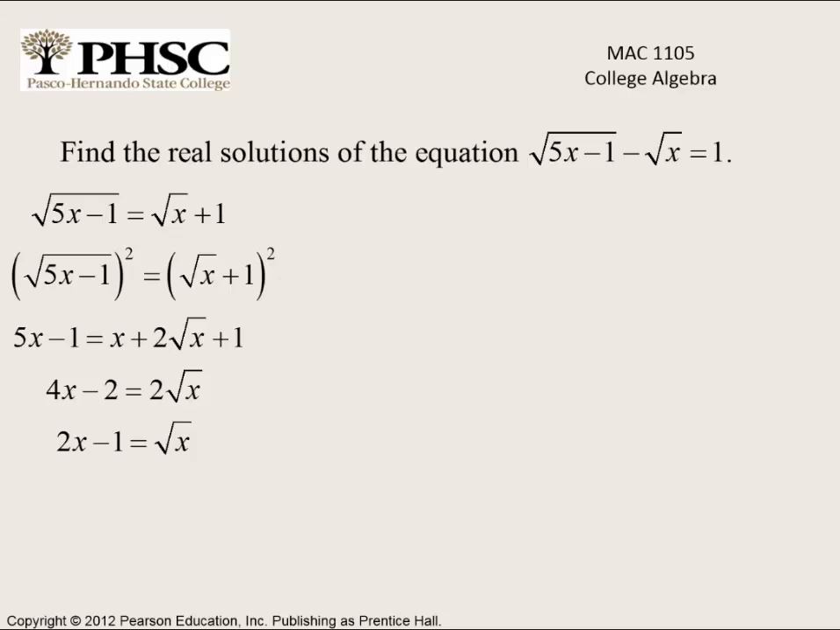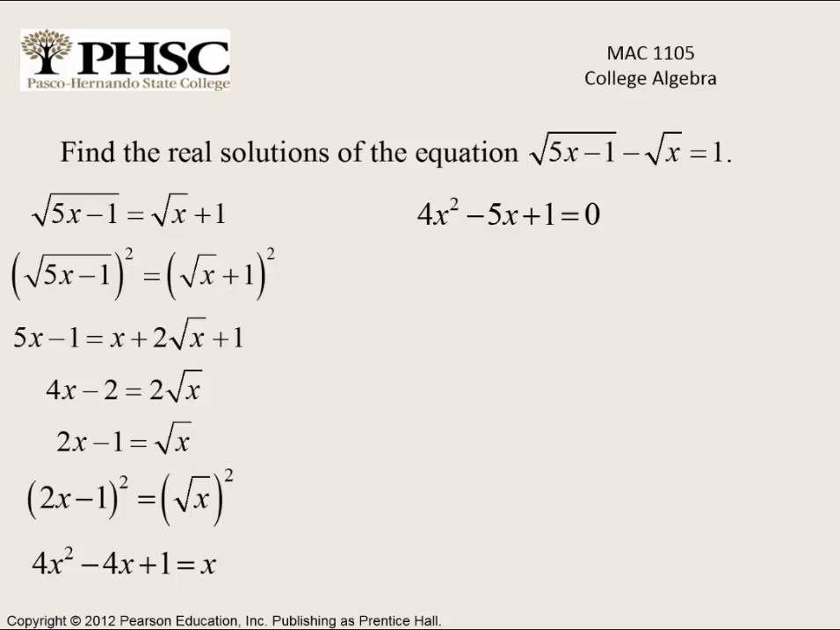Now we want to get rid of the square root, so we square both sides again. By expanding the left side, we get 4x squared minus 4x plus 1, and on the right side, we just get x. We combine like terms, and now we have a quadratic equation that we've seen before. We solve this and end up with 4x minus 1 times x minus 1 equals 0. Set each of those factors equal to 0, so we get x equals 1/4 or x equals 1.